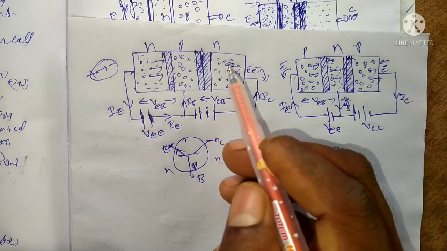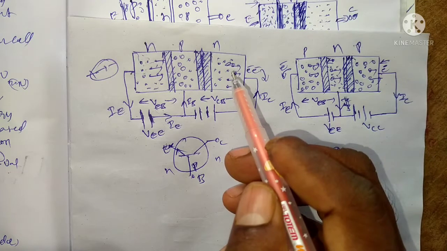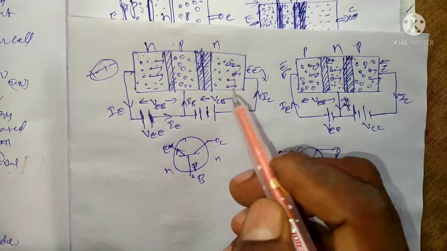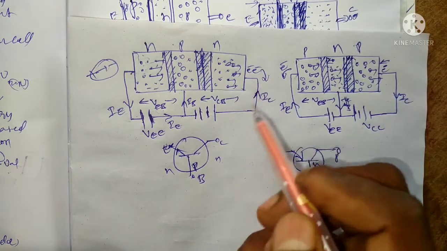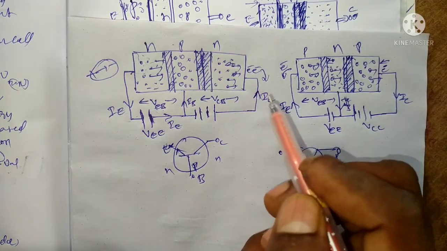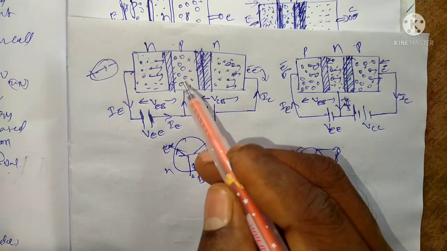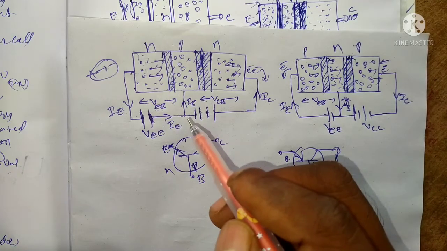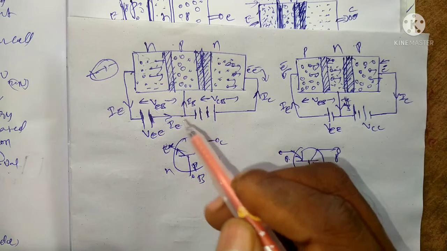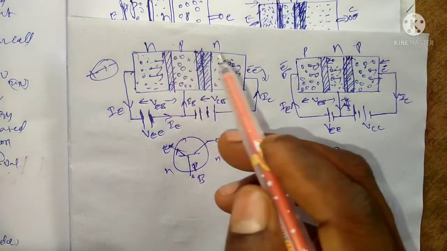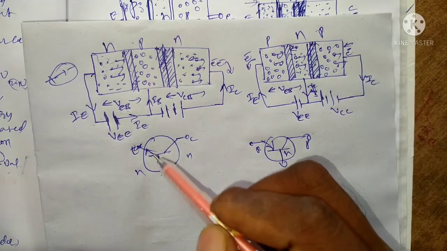This is N type, so the majority charge carriers are electrons. The electron flow is this side, and the current direction is opposite. This is due to the collector, and this is the collector current. And also holes: holes are positive and electrons are negative. This is the current direction of the base current in the case of an NPN transistor.